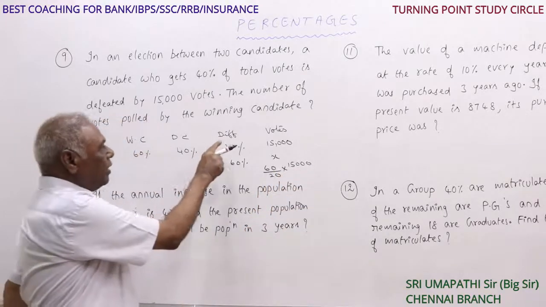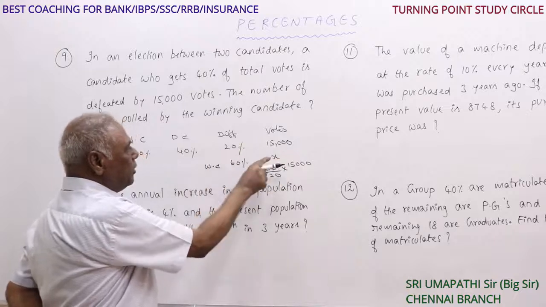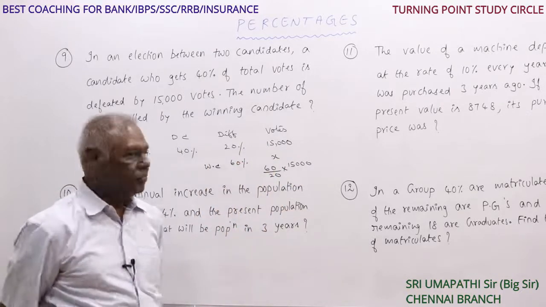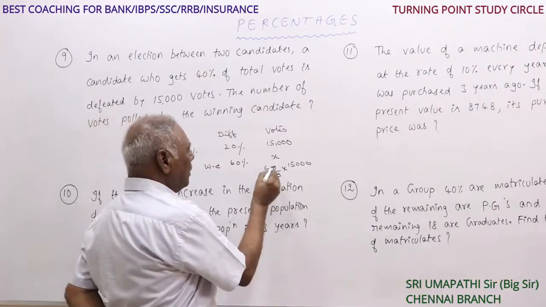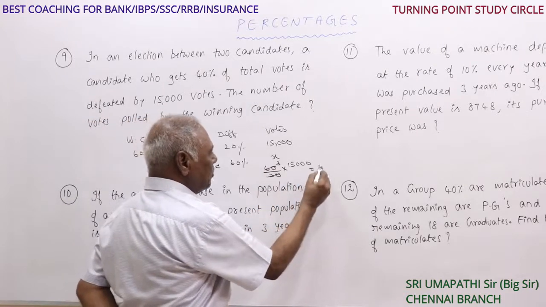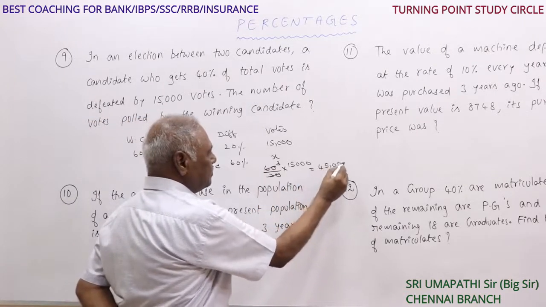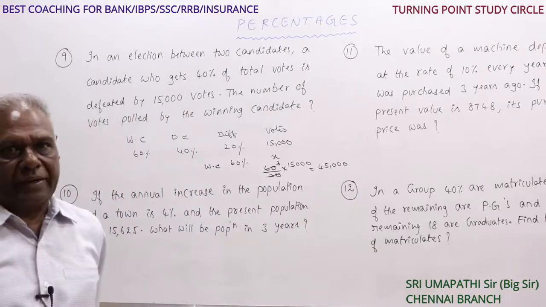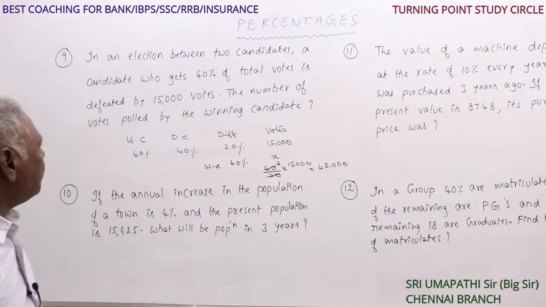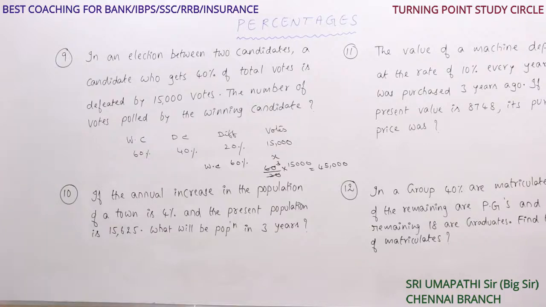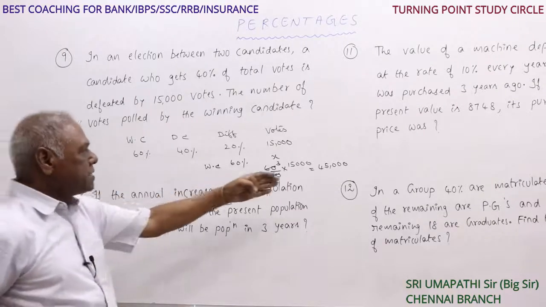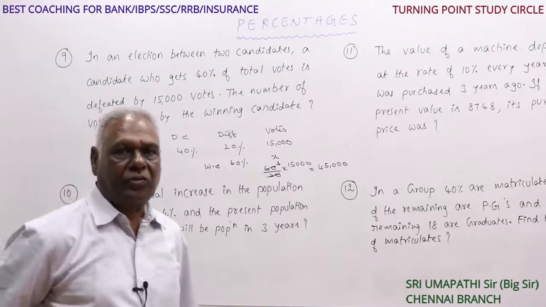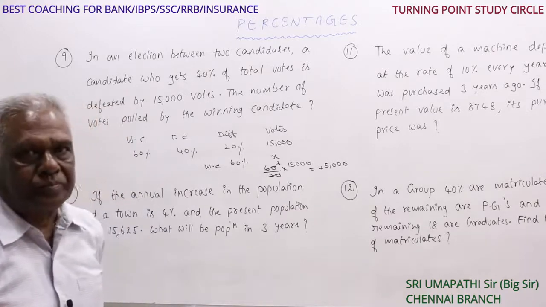So here, by cross multiplication, 20 into x is equal to 15,000 into 60. In that way we can remember. So here x is equal to 45,000. Hence the number of votes polled by the winning candidate is 45,000. Suppose it is asked the votes polled by the defeated candidate: 45,000 minus 15,000, that is 30,000. So in that way we can solve the problem.